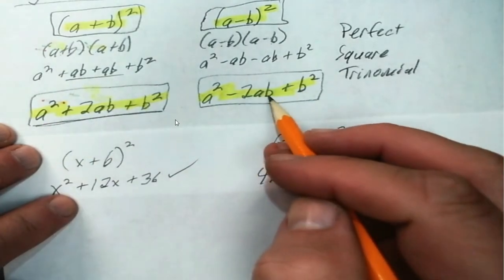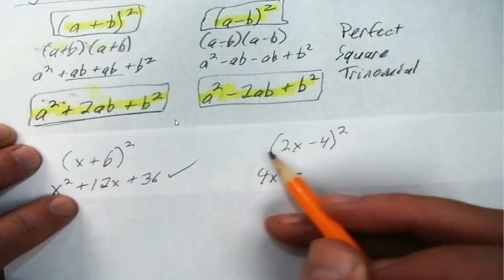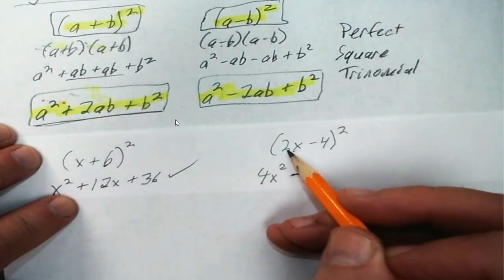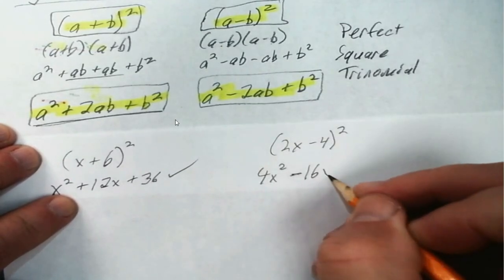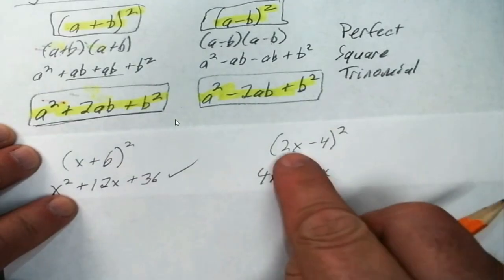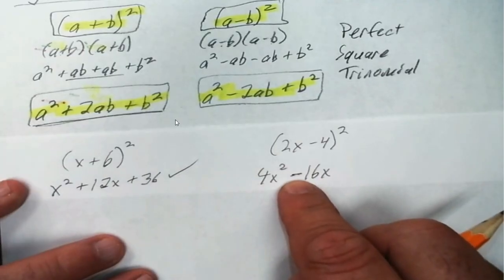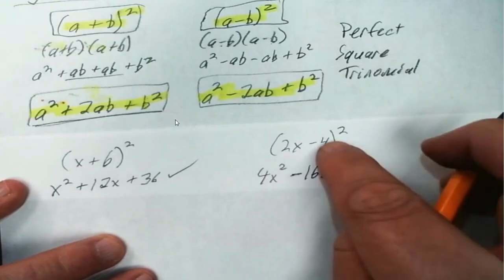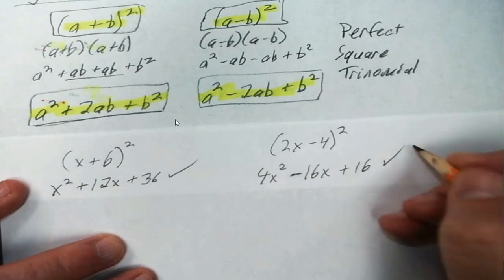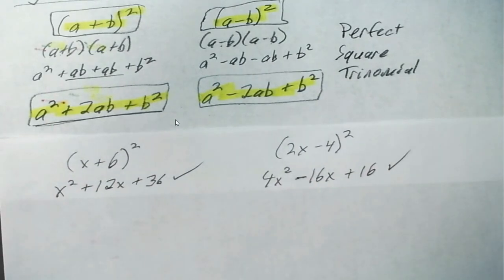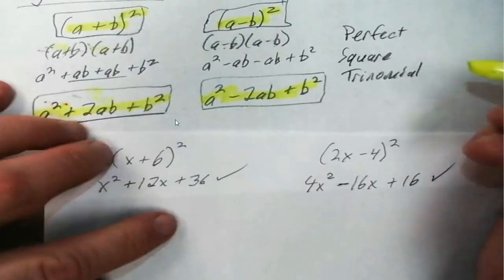And I have to multiply the A and B together and double it. Negative 4, well, I don't need the negative, I already have a negative. 4 times 2x is 8x, and I double it, so it's 16x, and it has to be a negative. And then the last term is B squared, so it'd be plus 16. That's the answer. Using our pattern, this is what you want in your notes right here: how do I make a perfect square trinomial?